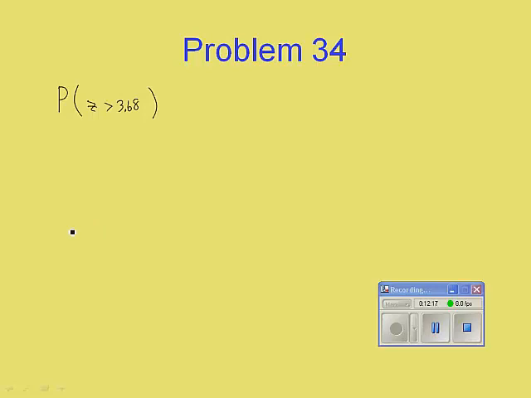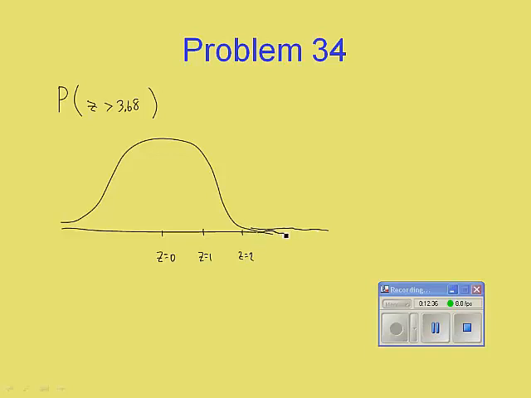Let me draw the picture again. Here's the bell curve. Here is Z equals 0. Here's Z equals 1. Here's Z equals 2. I need more of a picture. These are getting ridiculously close to each other, so much that I can't even draw them well, right? That's what an asymptote means. They get closer and closer always. Here's Z equals 3. Here's Z equals 4. I said it's unusual to be more than 2 standard deviations away.